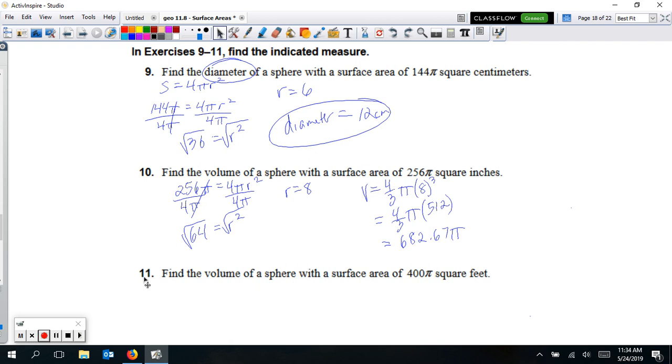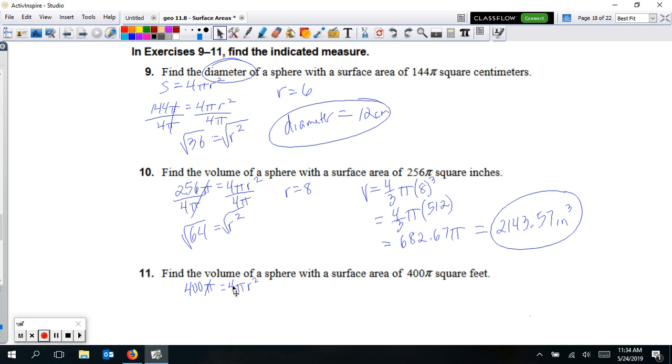Okay, so hopefully you've tried number 11, and you should have left your answer again in terms of pi. So we're going to first find the radius. If our surface area is 400 pi, it's going to be 400 pi. Oops, there we go. Actually, I didn't leave my answer in terms of pi, now did I? On this one, I left it. You can actually go either way. So there it is as the actual decimal answer.